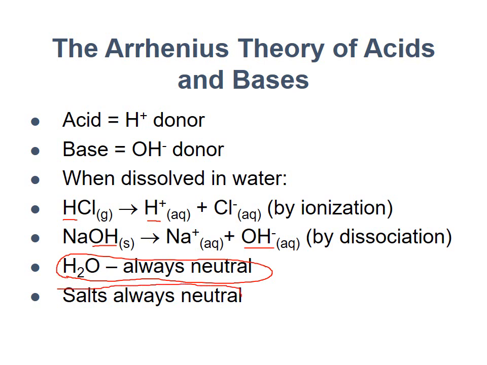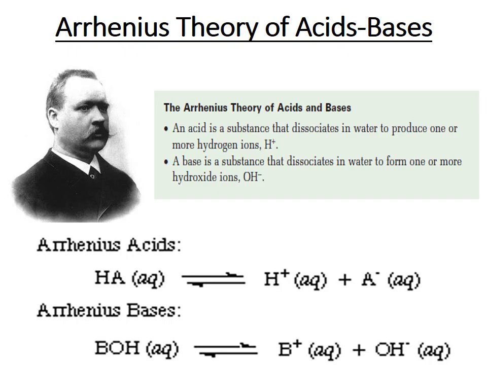And then salts like NaCl, MgCl2, anything that doesn't have that OH or that H in it is considered a salt, and it's always considered neutral because it's not contributing to the pH, to the H plus or the OH minus in the solutions. So again, here we have our summary of Arrhenius theories for bases and acids, and then what we're going to do is we're going to go explore the other theory of acids and bases.